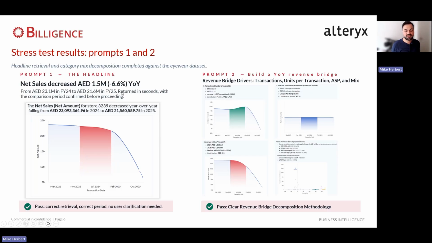Then if we continue the conversation with this sort of prompt to build a year-on-year revenue bridge, it's going to identify that although transactions were up, the net sales were down, and then it's going to break down the units per transaction. So that's remained fairly stable. The average selling price has actually decreased. So that might be a place for investigation.